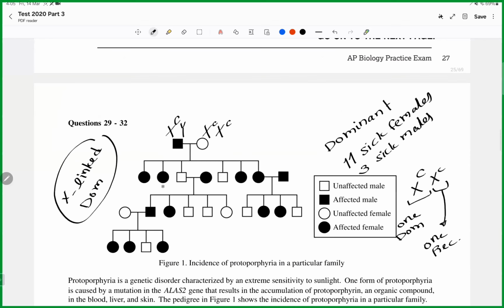I think you guys don't get this. Say something so I can know. Is the mother sick? Okay, she's not sick. And we said that we have X-linked dominant. That means if you're not sick, you must not have a single dominant allele. In the mother, yes.